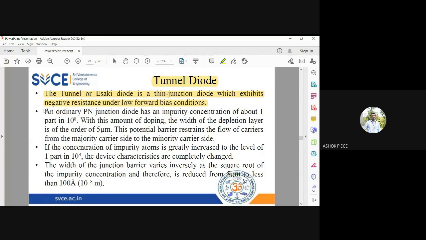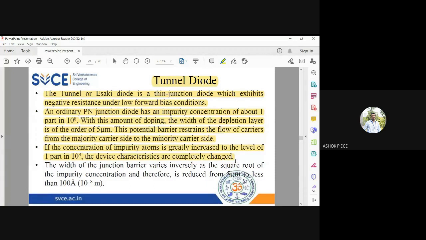So a normal PN junction diode has an impurity of 1 in 10 power 8. For every 10 power 8 silicon atoms, I'll be adding 1 impurity. With this amount of doping, the depletion region width will be around 5 micrometers, correct? This potential barrier will prevent the flow of carriers from one side to another because there is a definite depletion region width available. But if I increase the doping level to 1 in 10 power 3, the device characteristics are completely changed. First the PN junction diode, then the Zener diode, then the tunnel diode.